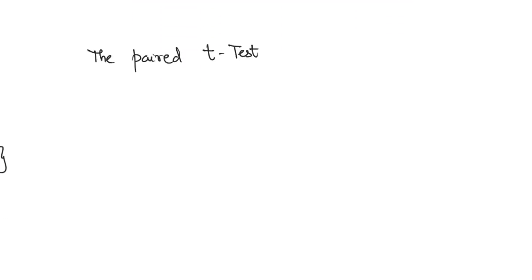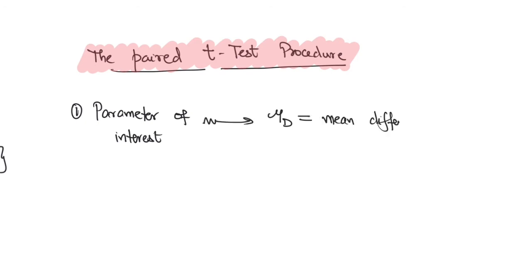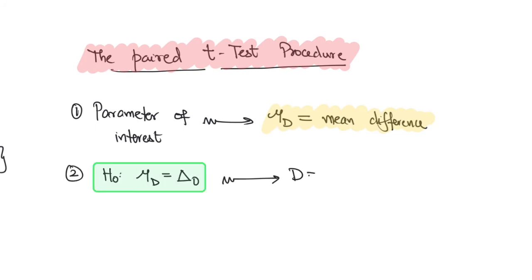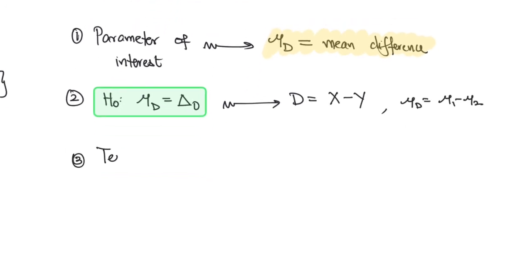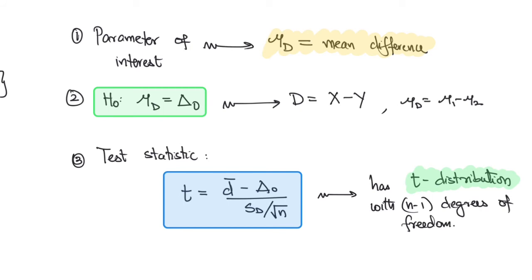The paired t-test procedure is as follows. The parameter of interest is mu d, the mean difference between x and y. The null hypothesis is that mu d equals delta naught, and the random variable of interest is x minus y, and mu d is equal to mu1 minus mu2. The test statistic is d bar minus delta 0 divided by sd over square root of n. This has the t distribution with n minus 1 degrees of freedom.